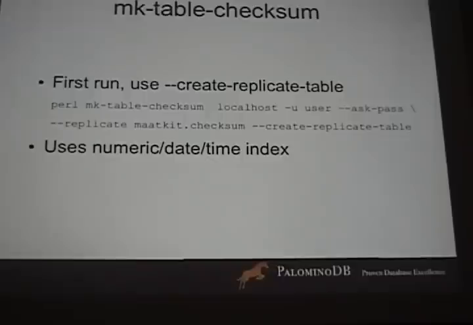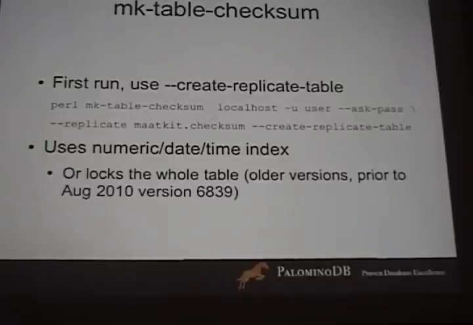So if you're chunking, it uses an index to chunk it. It uses a numeric index. Now numeric is also date or time because really they're numbers. But if you have a character index, because some people have a UUID or GUID, or a hash or something, mk-table-checksum isn't always able to use it, and usually does not. Otherwise, it locks the whole table. This is in older versions, so I ran into this problem. If you did not have a suitable numeric index, it will lock the whole table.